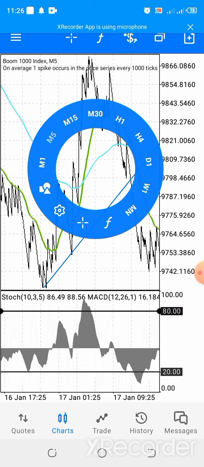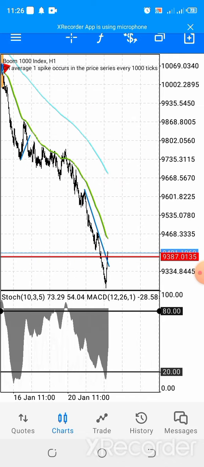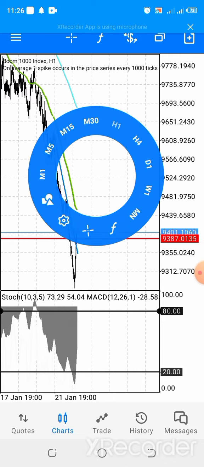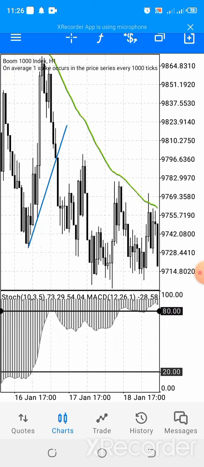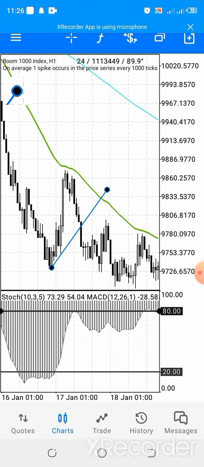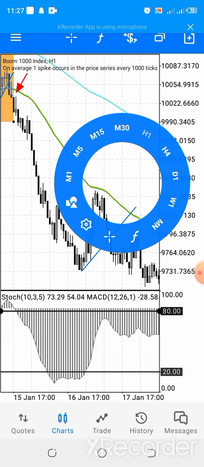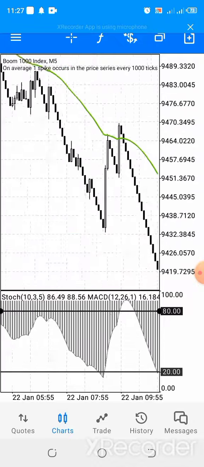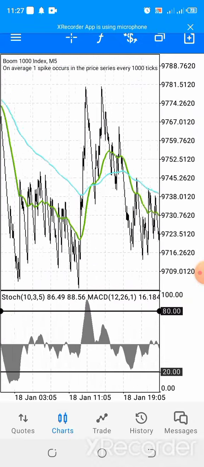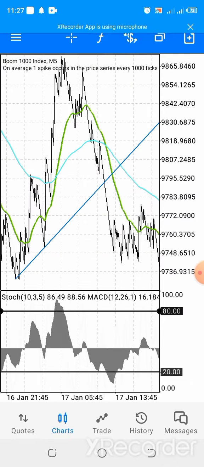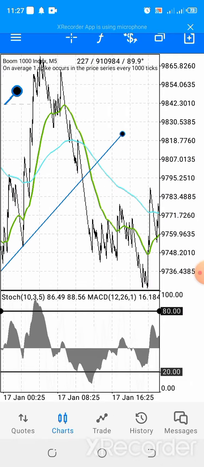Probably, let me check what happened right there. You can see that it's a pullback on H1 as well. Where I marked is showing us a pullback on H1. This is that minor pullback. You can see this. Price retested the 50. While on 5 minutes, it showed up like a full move by itself. That was that move you saw there at H1.